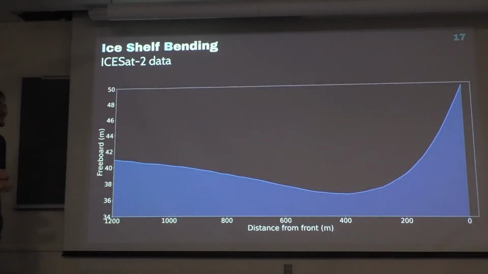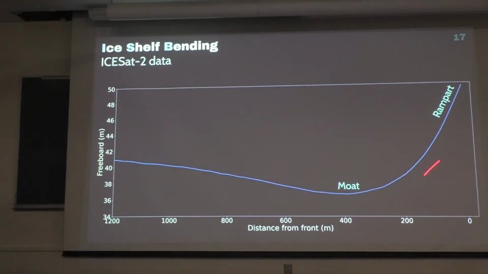We can clearly see the rampart-moat, with the moat being this deep over there and the rampart in that part. And from now and later, we just don't show anything below, but remember that's the surface of the ice shelf.